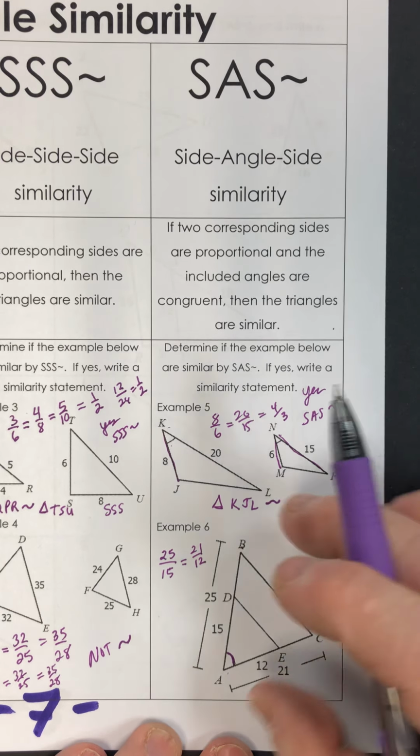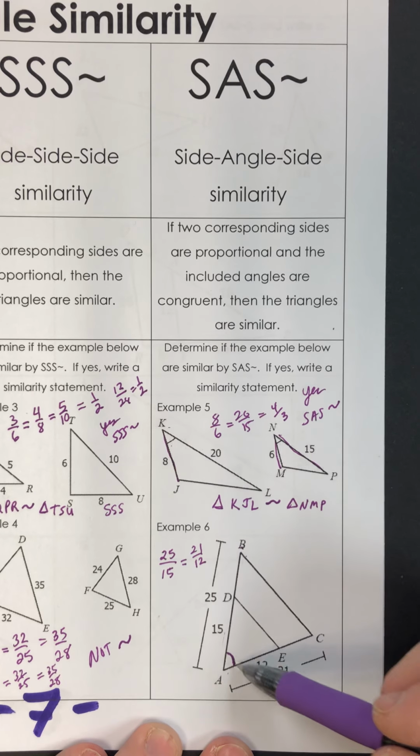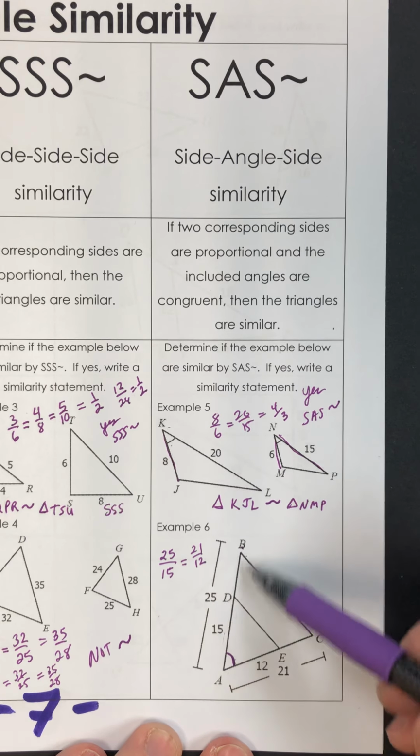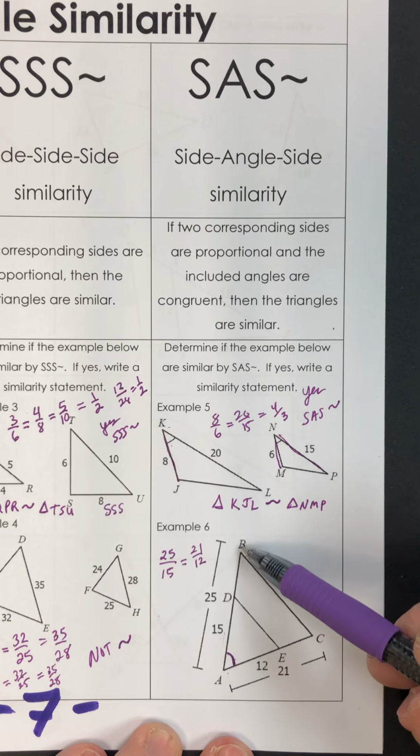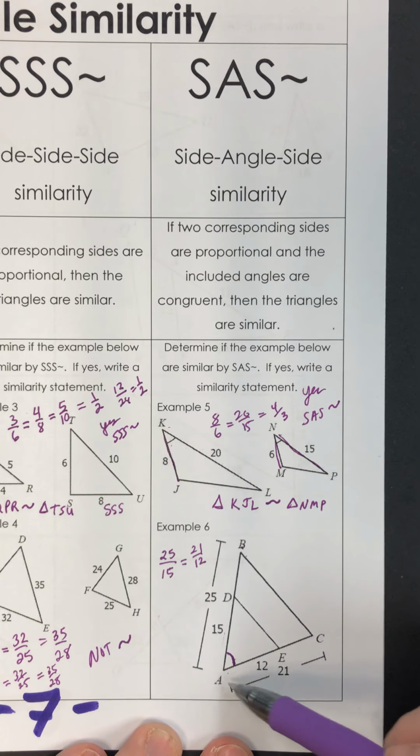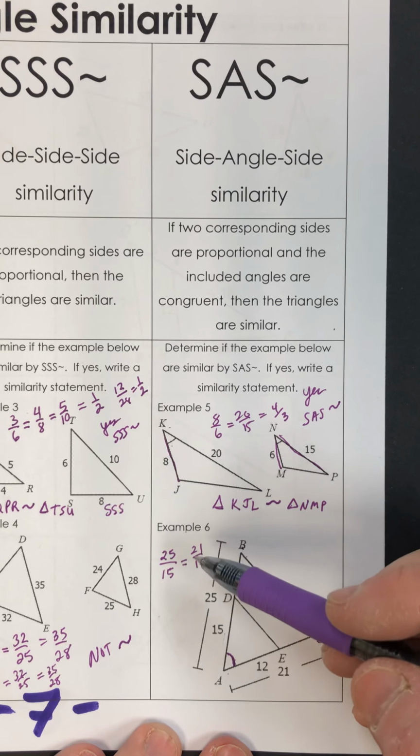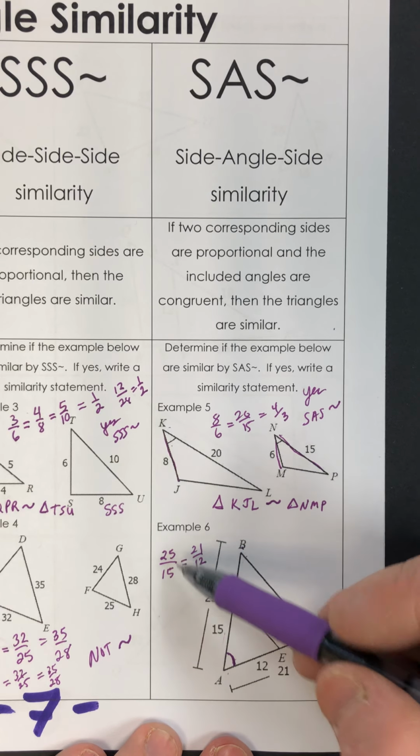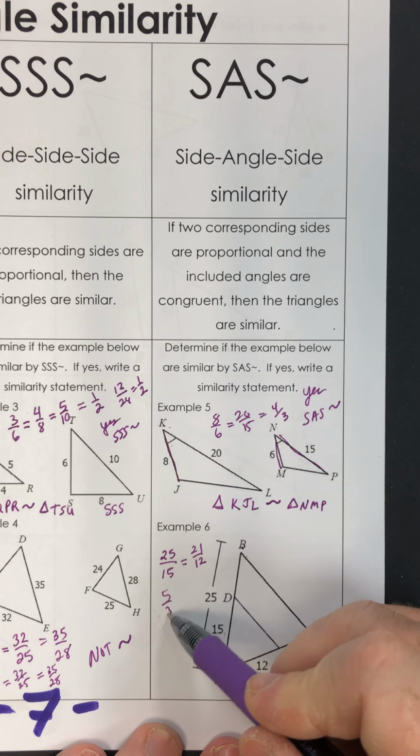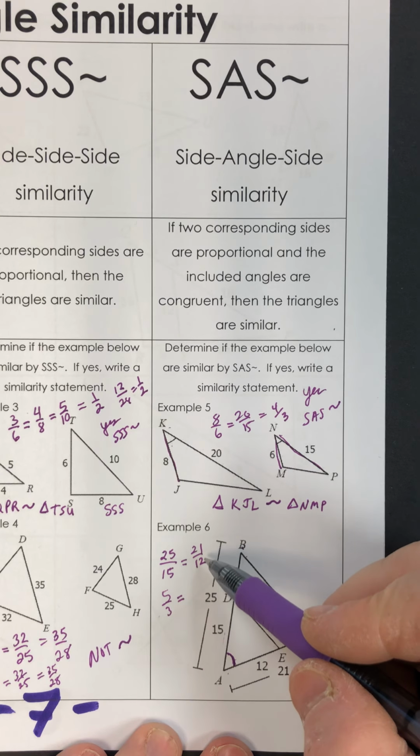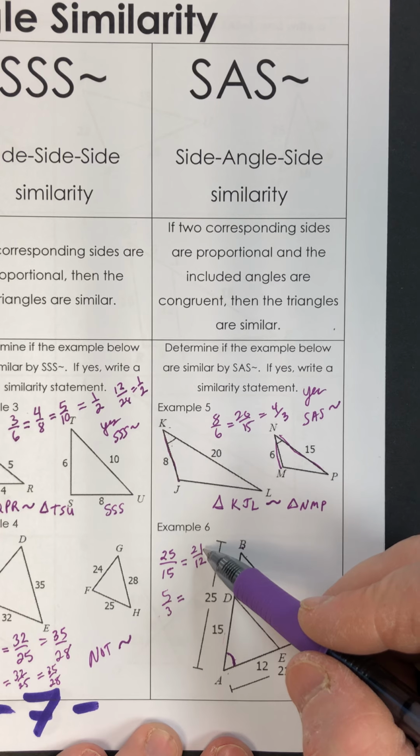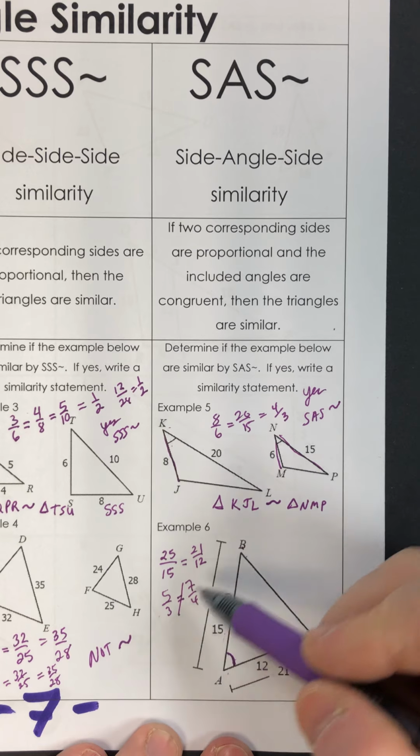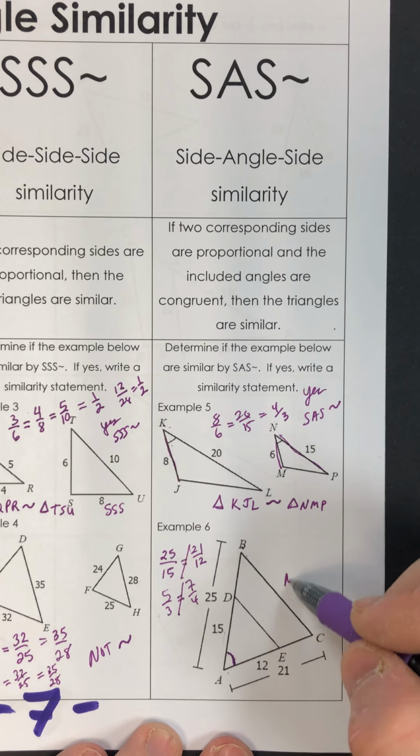So we do have an angle. We have side, an angle, and a side. Now, it is side, angle, side if those two fractions are the same. The ratios are the same. Side AB to AD, side AC to AE. So reduce those. 25 over 15, is that the same as 21 over 12? Divide that by 5, that would be 5 over 3. And 21 over 12, divide both by 3, that's 7 over 4. Those are not the same thing. So they are not similar.